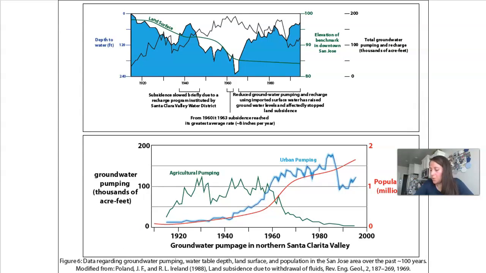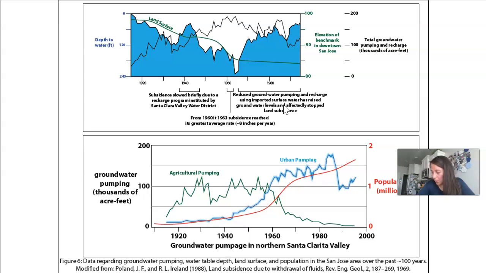Okay, question 22 says, reduced water pumping and increased artificial recharge were implemented in the 1960s. So that's what I was referring to over here. This is in San Jose. How has this affected the water levels? So then you basically examine this and you tell me what is going on after this 1960s policy started.